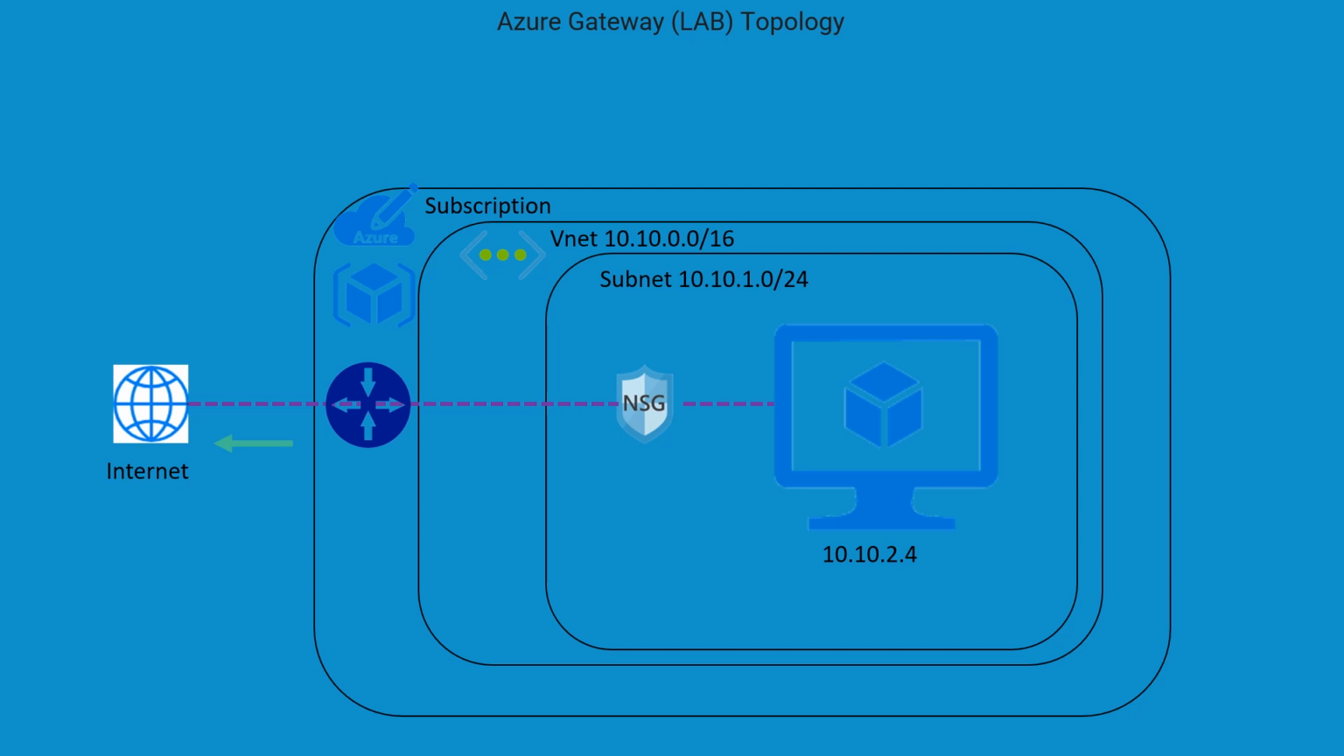In this lab, I will be testing IP detection from this machine, 10.10.2.4. And we'll create this NAT gateway and associate this NAT gateway to the public subnet where this machine resides.